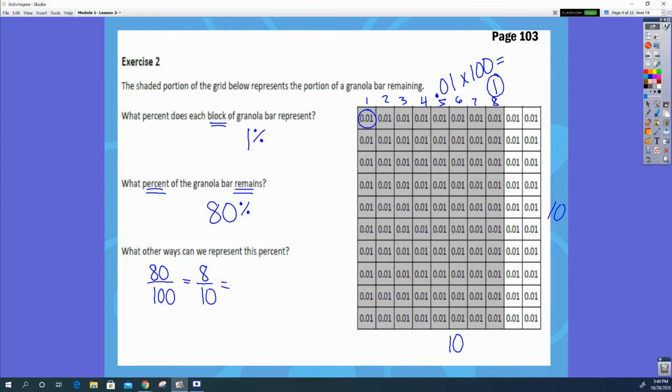Okay, I can simplify 8 tenths. What could I take from 8 that I could take from 10? We could take 2. So 8 divided by 2 would be 4. 10 divided by 2 would be 5. Okay, if I didn't want to scale down and simplify, we could scale up. So I could also multiply by 2. So 8 times 2 gives me 16. 10 times 2 gives me 20. So if you notice, all I've done is create equivalent fractions. I started off with my percentage of 80 over 100, and then I just started making equivalent fractions.